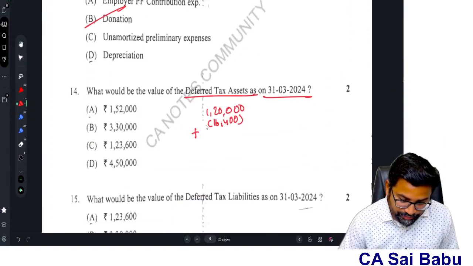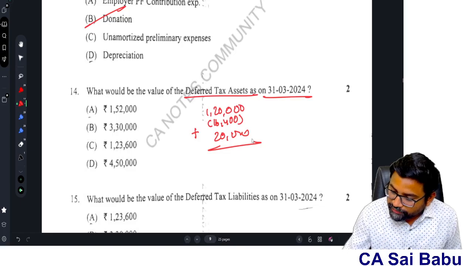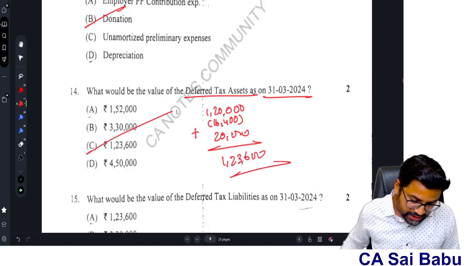So therefore here, 1,20,000 minus 16,400 plus 20,000. So therefore 1,40,000 minus 16,400. So 1,23,600 is the answer, sir. So C is the correct answer.